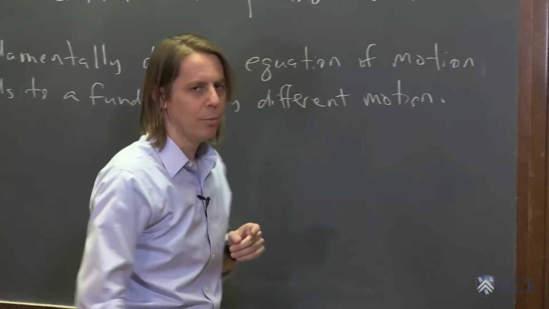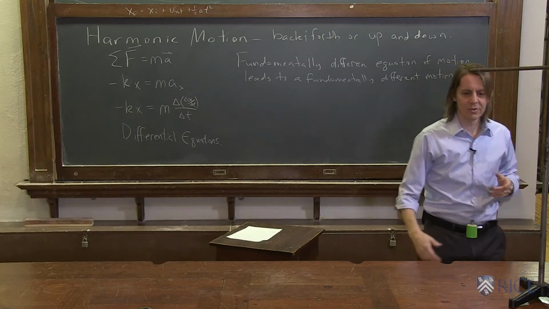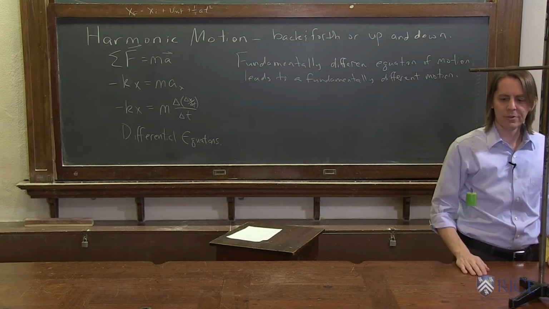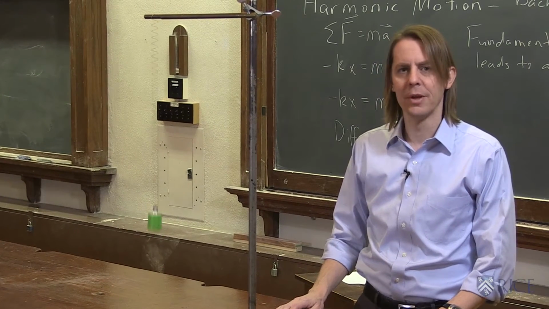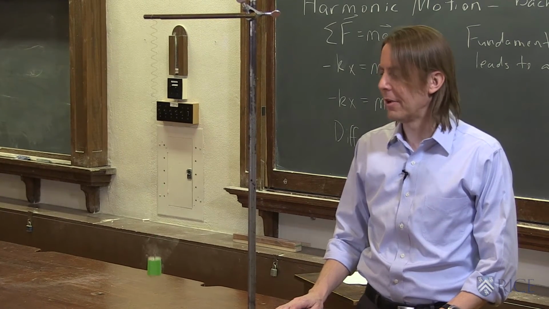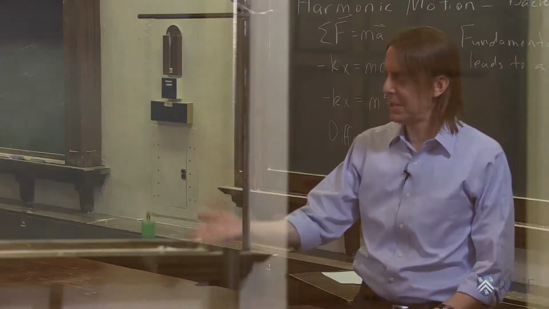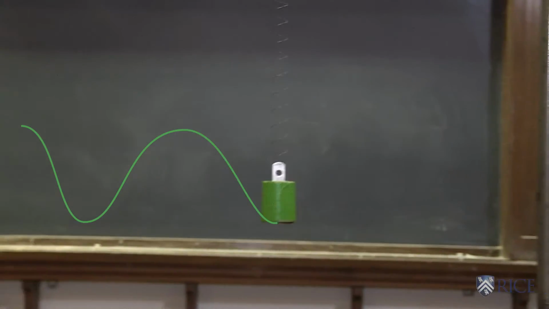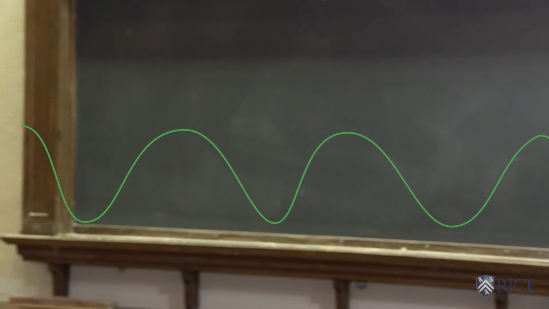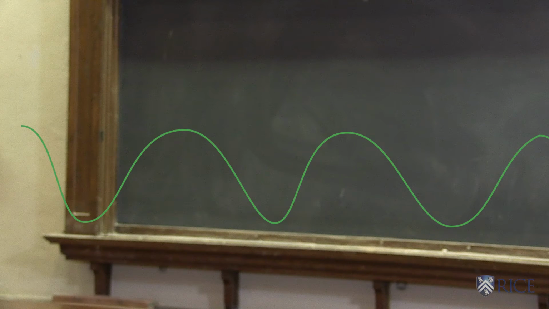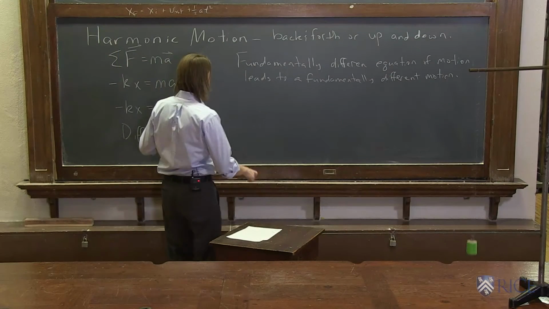And let's look at what the fundamentally different motion is. If I get it moving, you know what it's going to do. It moves up and down like that. It's not a trajectory. It's not falling. It's something completely new. It's harmonic motion. Harmonic meaning it's moving in sort of a sinusoidal pattern. Okay? So, not too surprisingly, the solution to this differential equation is also sinusoidal motion.